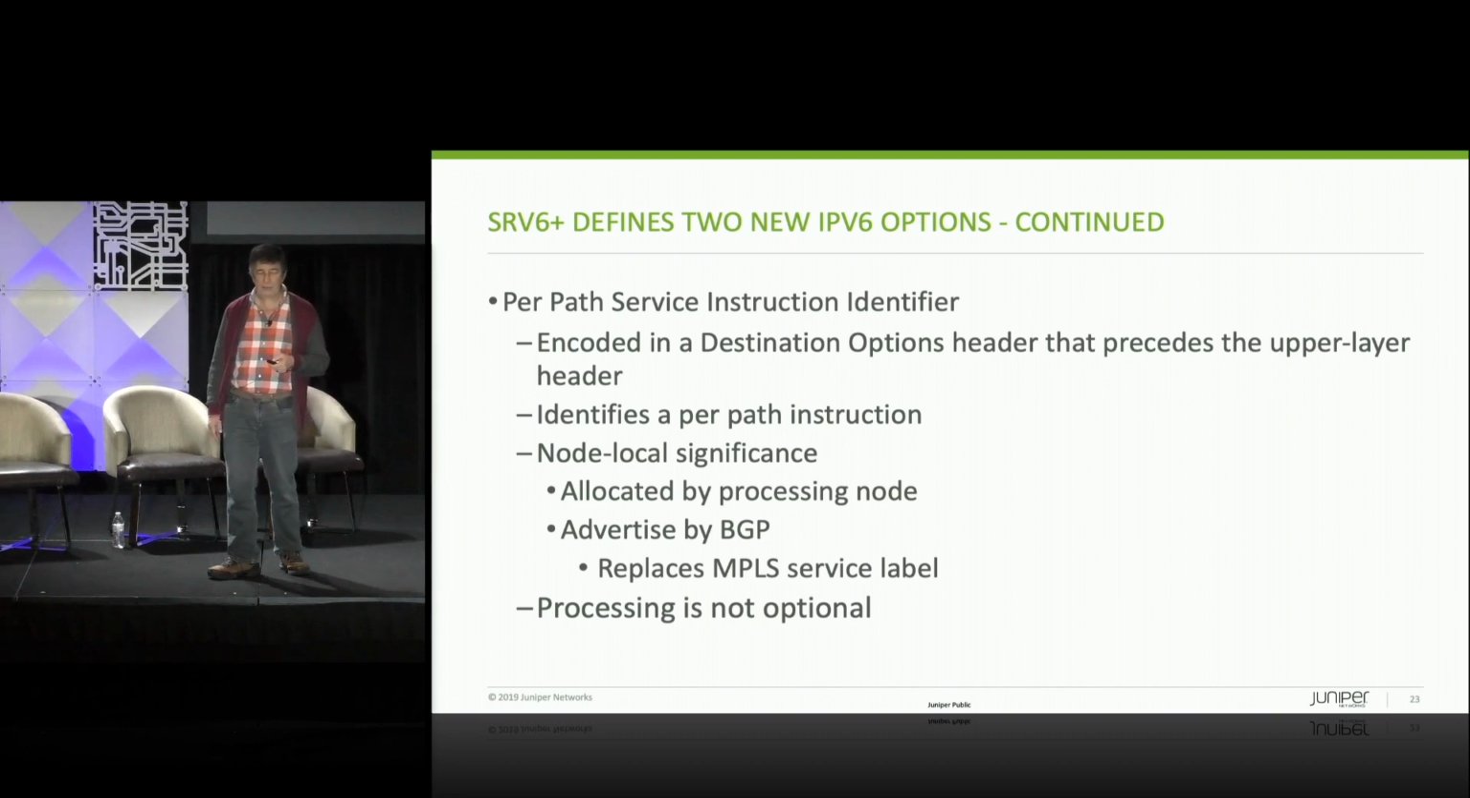It's allocated and advertised by the processing node, advertised by BGP. It basically replaces an MPLS service label, something that you would have seen in L3 VPN. Its processing is not optional. If a node sees this, it must either recognize it and process it or drop the packet.